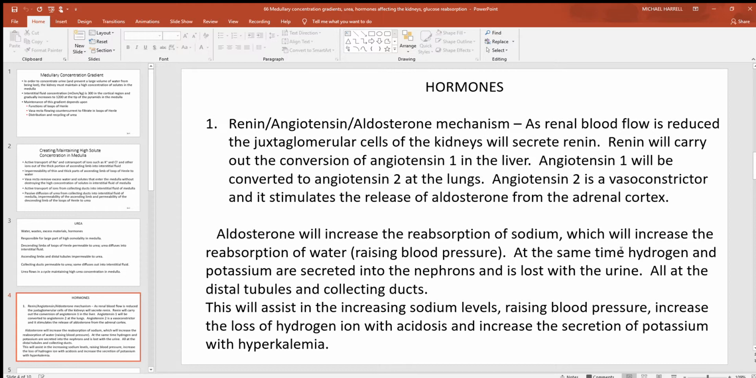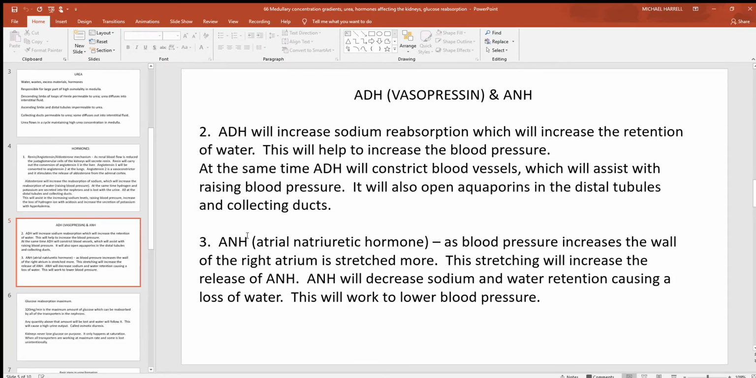At the same time, it tells the kidneys to excrete hydrogen and potassium. If it pumps those inside the nephron, they'll be lost. So somebody has acidosis or hyperkalemia, it's good to release aldosterone because it tells the kidneys to get rid of that excess material. So all that's good for raising up your blood pressure and helping to balance the hydrogen and the potassium in the body.